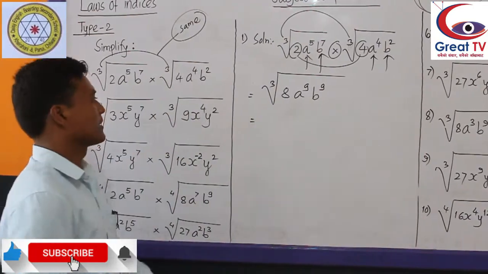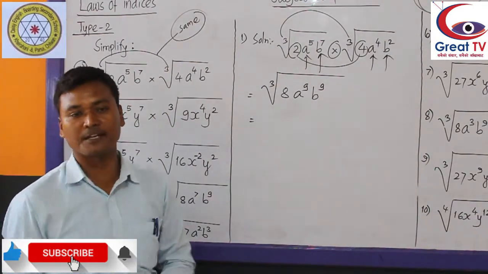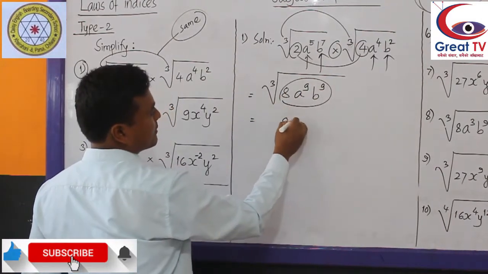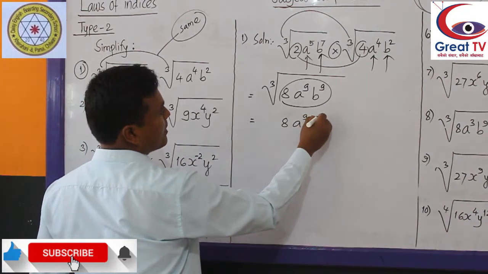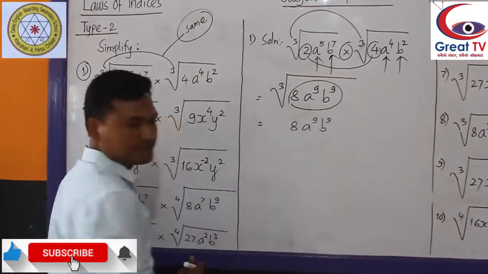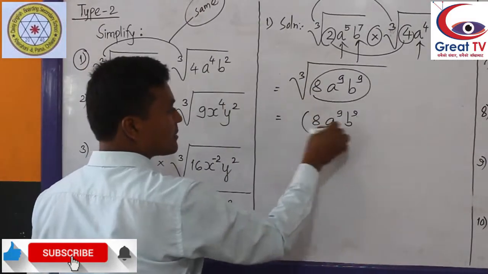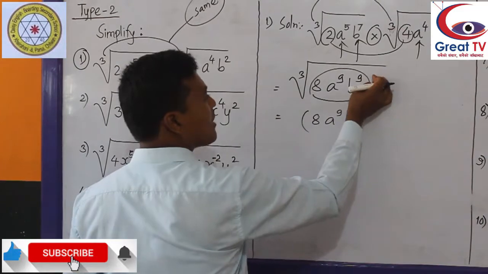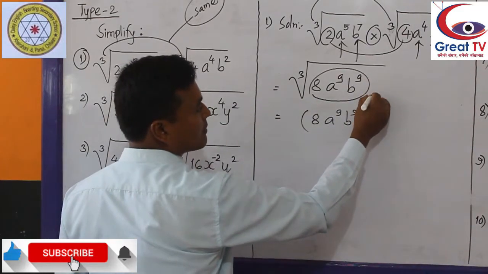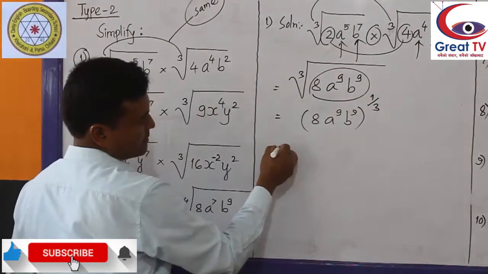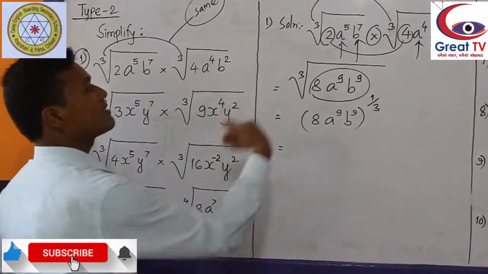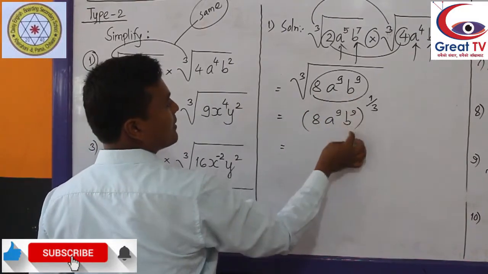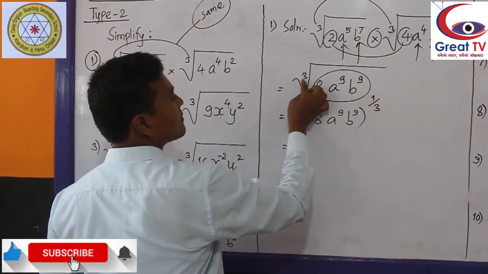After this, in our previous class we did how to use the root index. So let us remove the root. We have inside 8 a to the power 9 b to the power 9. Using the root index, as we did in our previous class, we consider the power 1 upon the order, here 3. So this way we remove the root while solving this type of question. 8 a to the power 9 b to the power 9, whole power 1 upon 3.